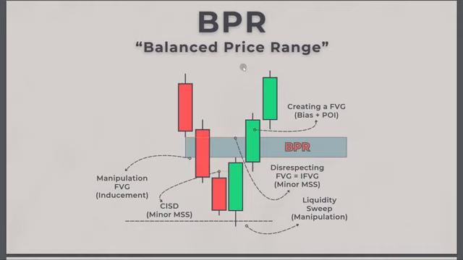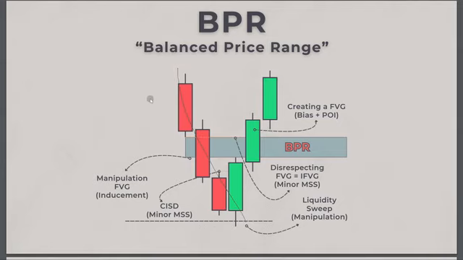What I really prefer, even though balanced price range has an edge over the others, that you can look for them anywhere. But still, if you're looking for one-to-one, I'll say you can look for it anywhere. But if you're looking for higher reward to risk, then you want to align it with the higher time frame level. And we're going to include all of that later in the video.